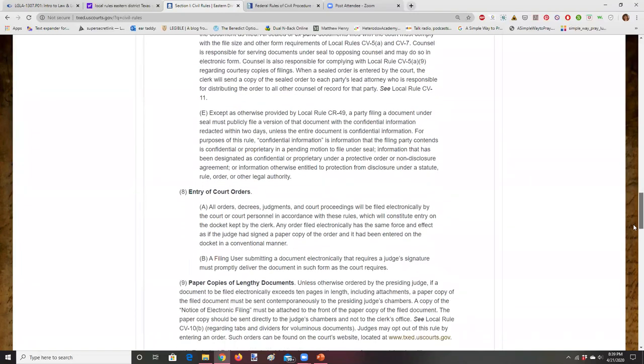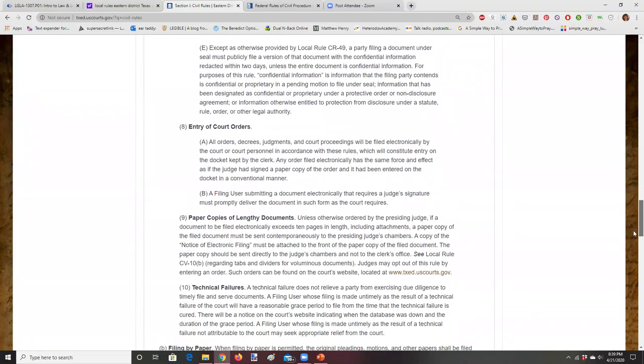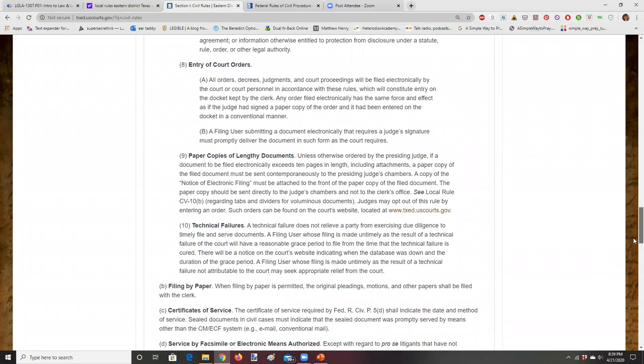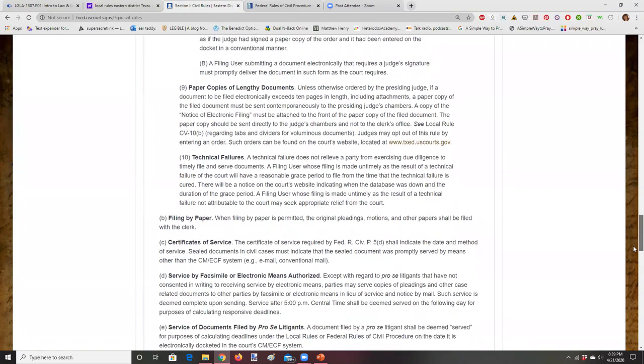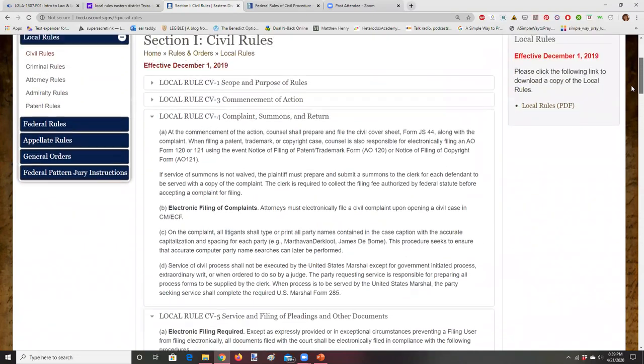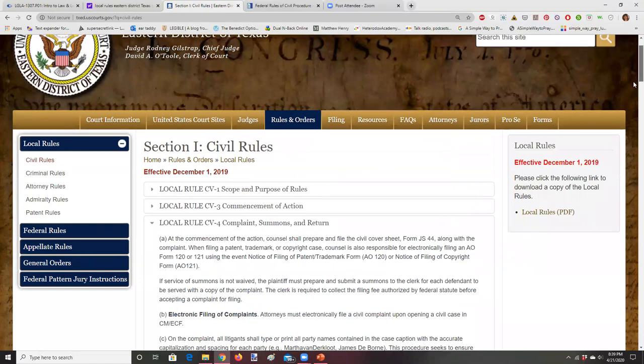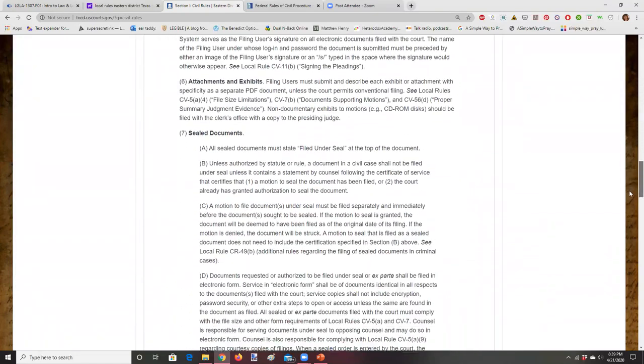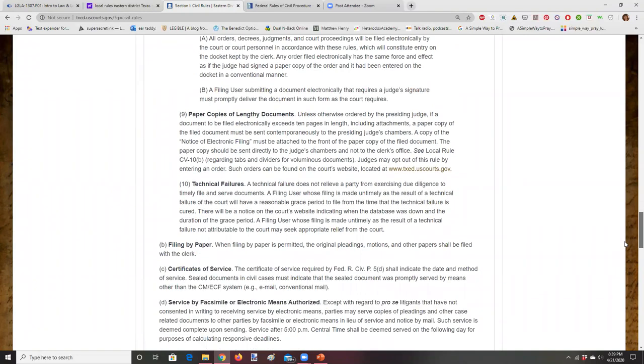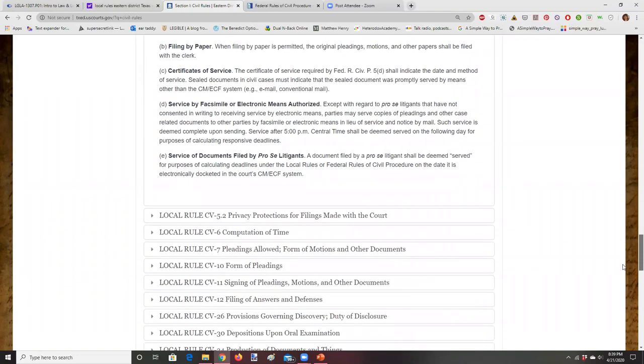And some of these things are going to vary from, you know, one jurisdiction to another. That's why we care about making sure that we have the right local rules and that we're following them. And it's very common for law firms for you to be dealing with more than one. Let's look at form of pleading. So we're looking at Local Rule 10.